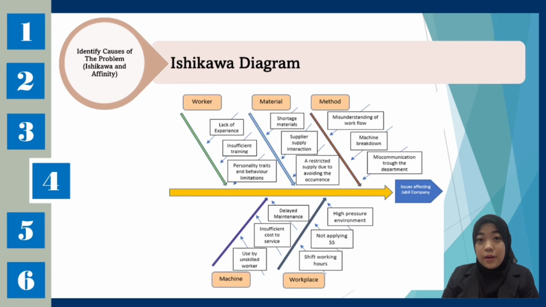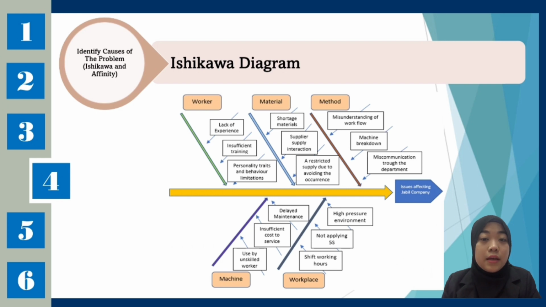According to the Ishikawa diagram, this company classified the reasons into 5 categories, which are material, machine, method, worker, and workplace. For worker, there are various issues that contribute to product productivity, such as lack of experience, insufficient training, and personality trait and behavior limitation. For material, shortage of material, supply interruption, and restricted supply due to avoiding the occurrence during festive season are the main issues affecting the productivity process.